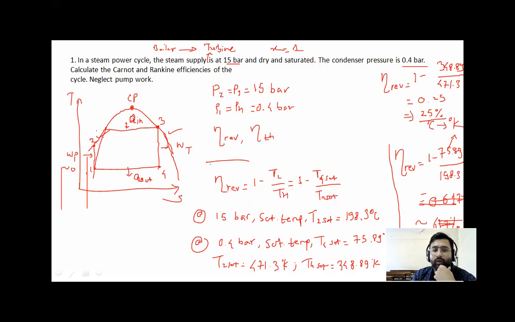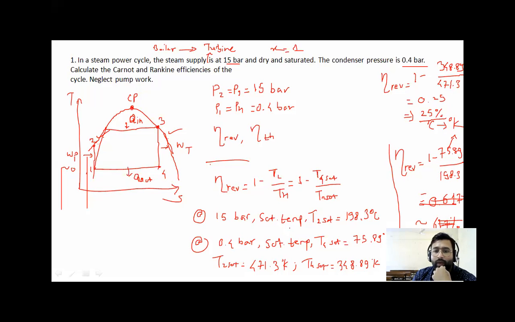And we have to calculate the efficiency of the cycle, both efficiency, Carnot plus Rankine. Carnot efficiency is somewhat simple. Its formula is 1 minus TL, that is sink temperature divided by source temperature. Here sink temperature is nothing but this temperature, T1, T4. Source temperature is T2, T3.